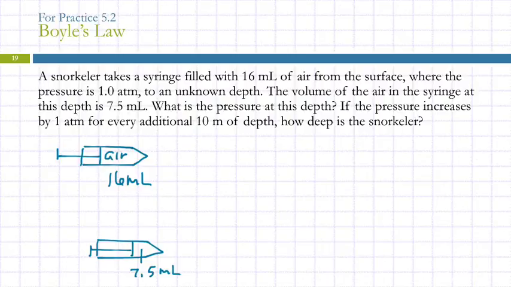Why did the volume decrease? The pressure of the water is pushing on it. That's air, it's compressible. So the pressure of the water is going to push that plunger in and it's going to decrease the volume. So this was the volume at 1 atmosphere. And down here, we want to know what the pressure is.